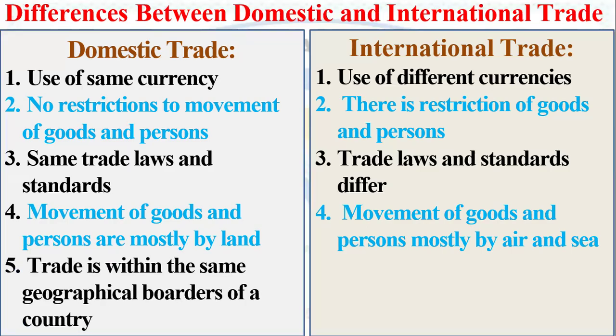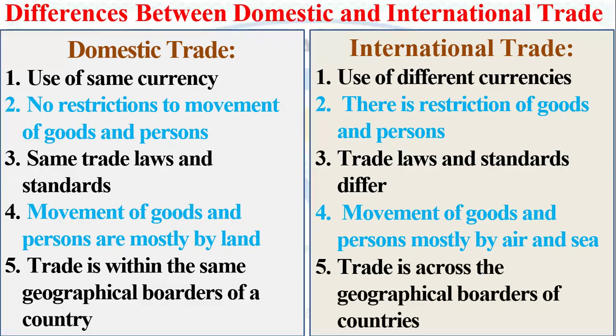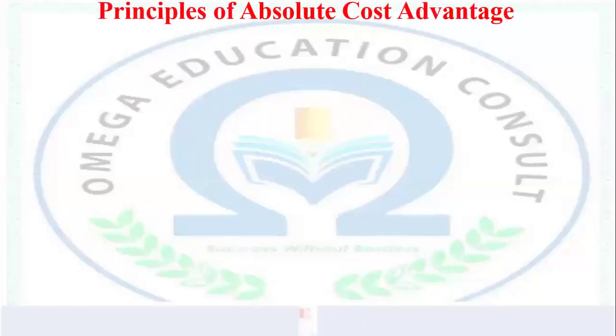Another difference is that with domestic trade, the movement of people and goods will take place within the same geographical borders of the country. Okay. However, with international trade, the movement of people and goods will be done by crossing international political boundaries. So these are some of the differences between domestic trade and international trade, right?